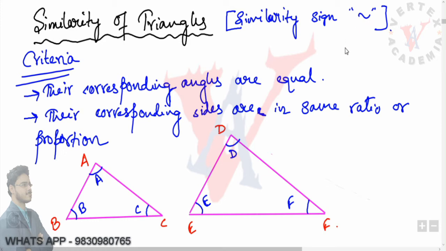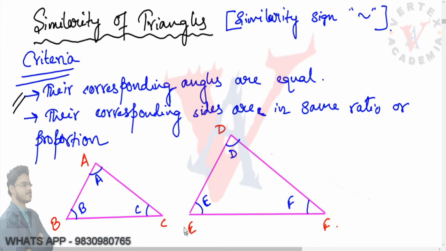The similarity sign is something like this. This will be clear when I write it. So the criteria of similarity. What is basically similarity? Two triangles are said to be similar when there are two criteria. The first criterion is that their corresponding angles are equal. The second criterion is that their corresponding sides are in the same ratio or proportion. So what do I mean by that?